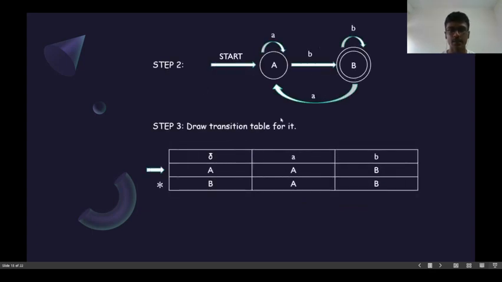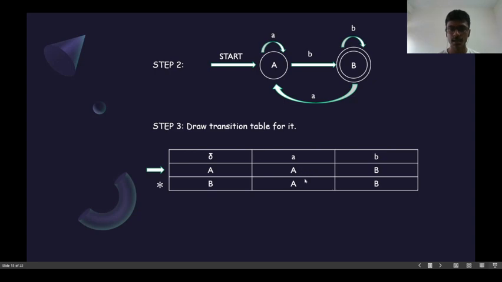With this state diagram, we are going to write the transition table. Let's see how we can write the transition table. Here it's delta, and here we write all the states we had used in the diagram. Here we use just two states, A and B. Here we are going to write the symbols which we used to derive the string. Here it's A and B.